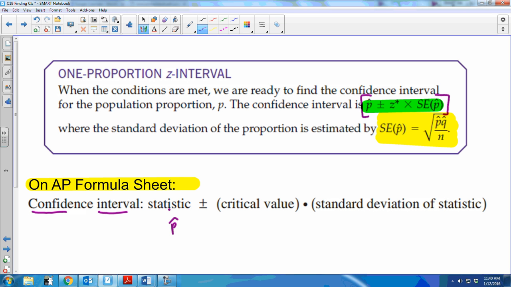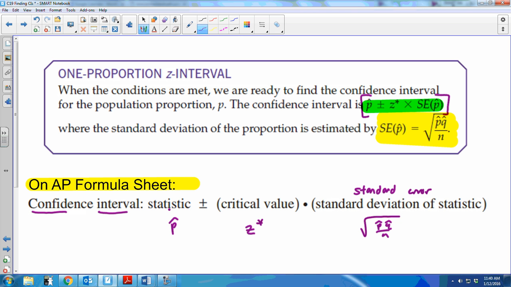Plus or minus your critical value. That critical value, again, is based on how confident you are, and how you calculate it is based on what model you're using. Since we're using a normal model, we're going to use Z. In future chapters, we won't always use the normal model, so you can't always use Z. And then the standard deviation of the statistic is just your estimate for the standard deviation. It's the standard error in this case, which is the square root of p hat q hat over n.